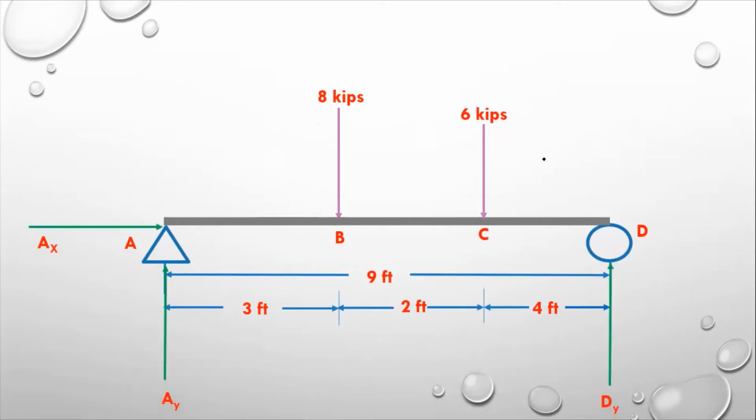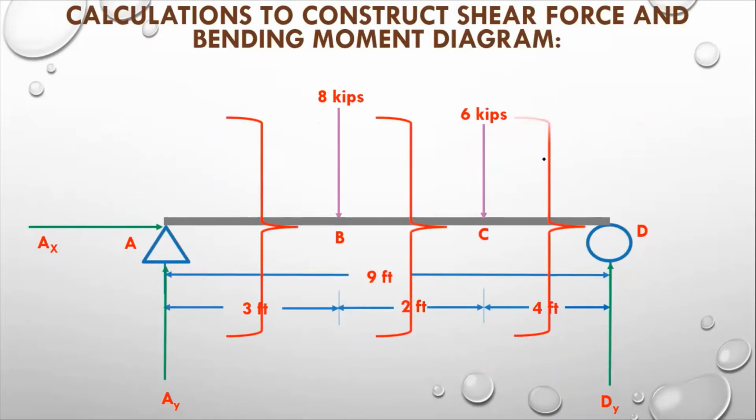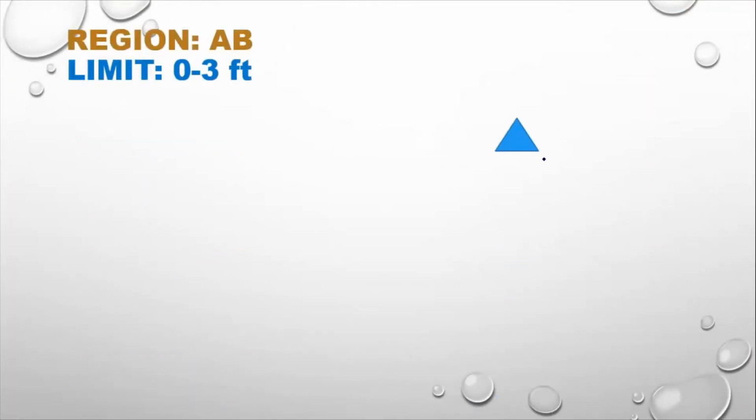Now we are going to cut the section from between. We are cutting these sections for the calculation to construct the shear force and bending moment diagram. So the first section will be cut, then second, then third, A, B, and C. So we have to solve 3 regions over here. So I'm moving towards the next slide, and for the AB region, 0 to 3 feet.